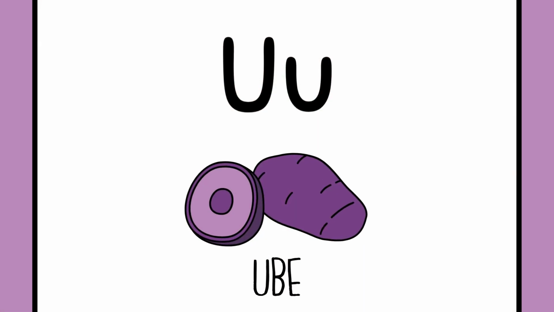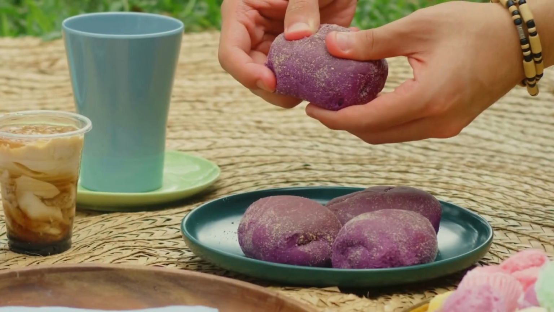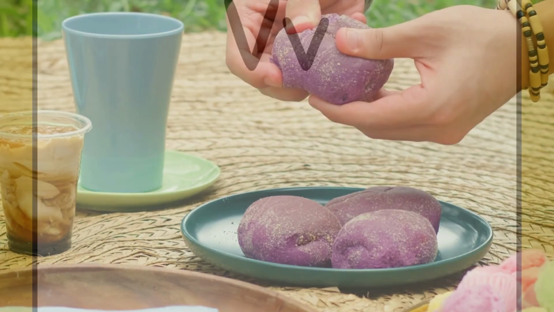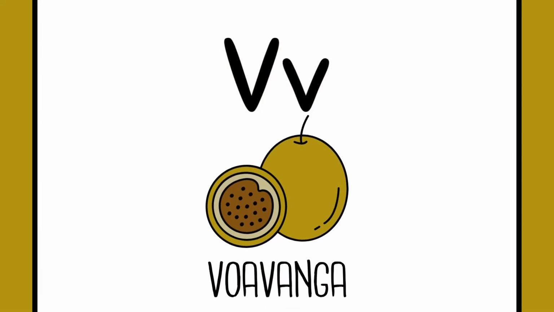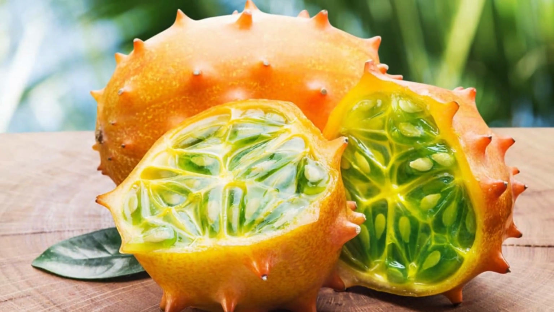U is for U, U. V is for vuavanga, V, vuavanga, V is for vuavanga.